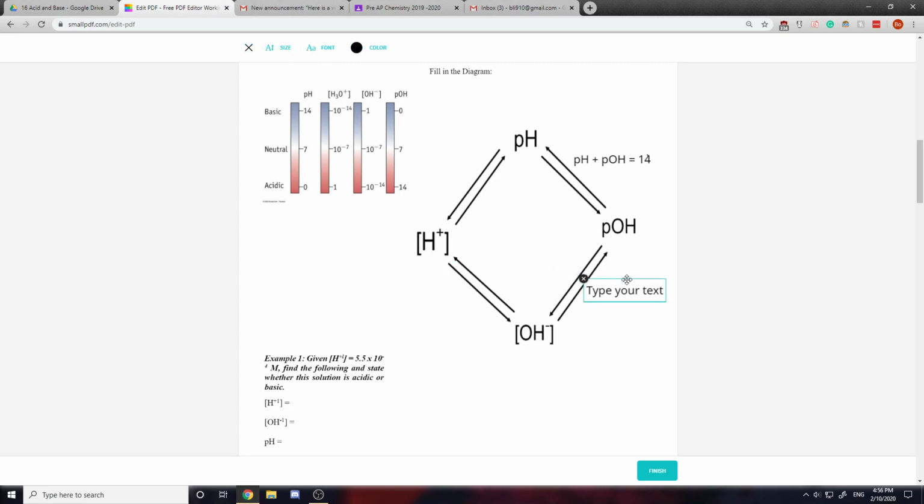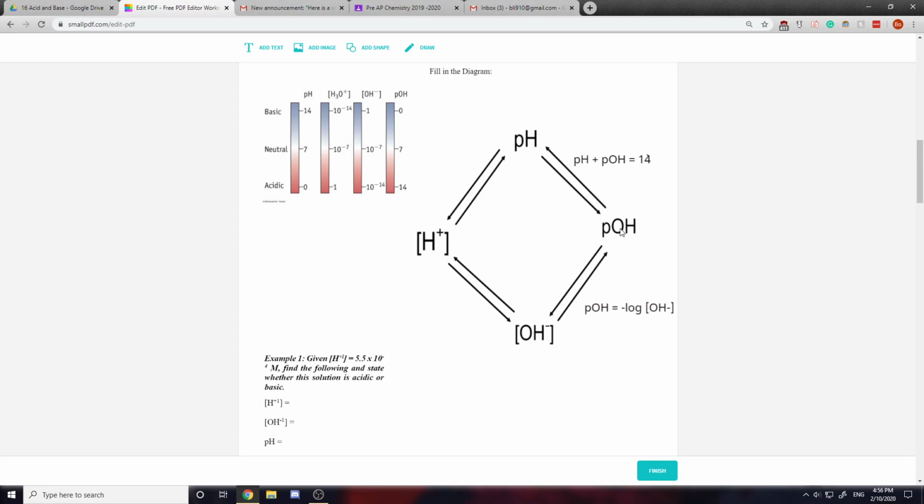To go from OH concentration to pOH, remember that P is essentially just a negative log. So pOH is equal to the negative log of the OH concentration. So whatever that number is, the OH minus.